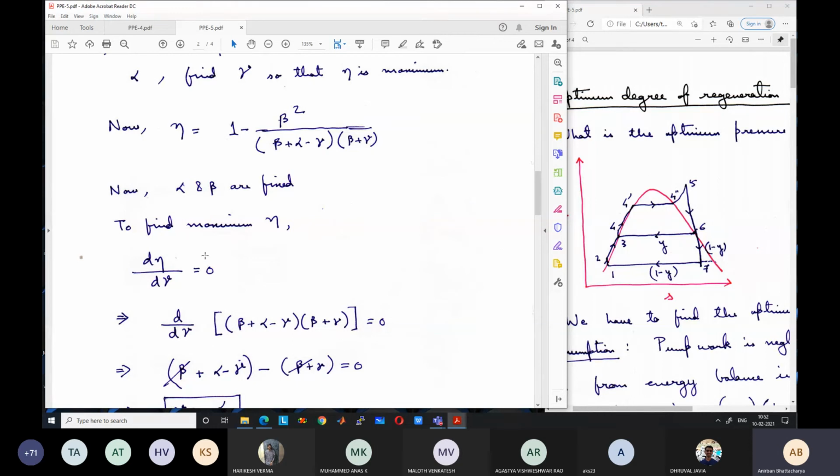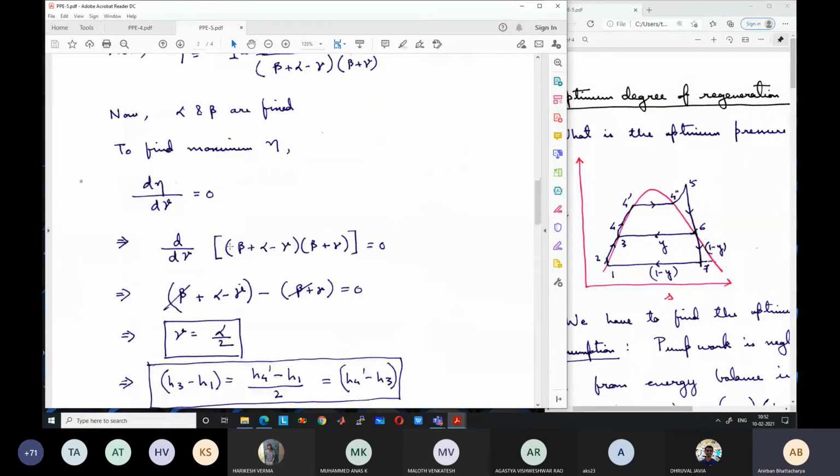If you take a derivative of that with respect to gamma, keeping the first term fixed, from the second term the derivative is 1. So (beta plus alpha minus gamma) into 1. And then for the first term, beta plus gamma is kept and the derivative of the first term is minus 1. So minus (beta plus gamma) equal to 0. So 2 gamma is equal to alpha, or gamma is equal to alpha by 2. So this is the optimum value of gamma.